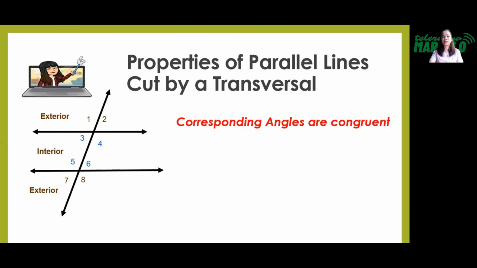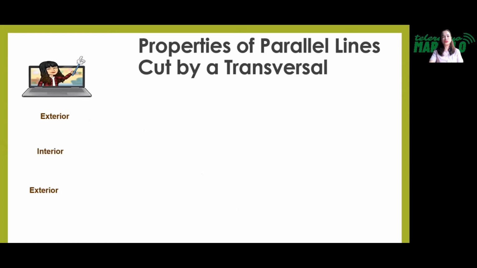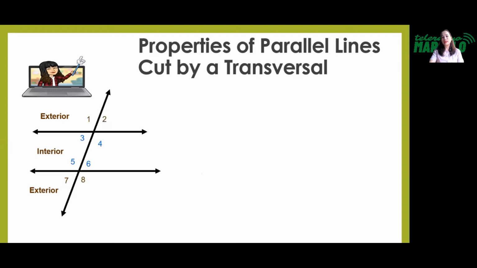So those corresponding angles that we have here that are congruent are angle 1 is congruent to angle 5, angle 2 is congruent to angle 6, angle 3 is congruent to angle 7, angle 4 is congruent to angle 8. Okay. So to continue, the last property of parallel lines cut by a transversal, here we have again to consider both the exterior and the interior part.